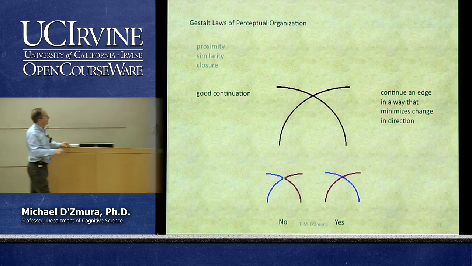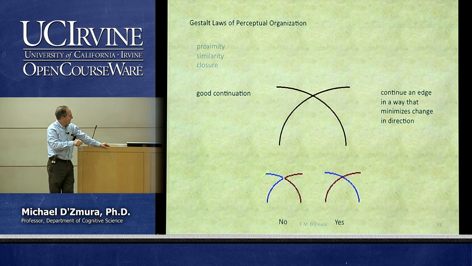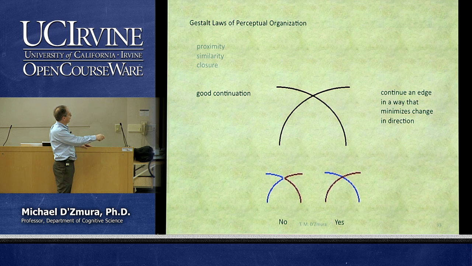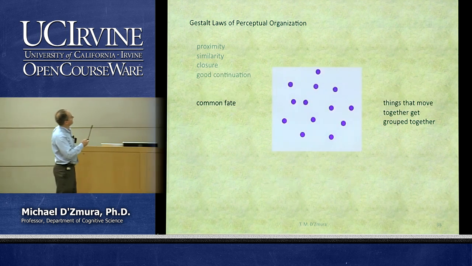So that's good continuation. We're driving along, we come to the intersection, we keep on going along. What about this? We start here, here's the intersection, we keep on going. Something like this does not conform to that good continuation rule. There's not a smooth continuation in this case. Rather, there's a sharp turn at this vertex and another sharp turn at that vertex. So that's not good continuation. So you continue an edge in a way that minimizes change in direction.